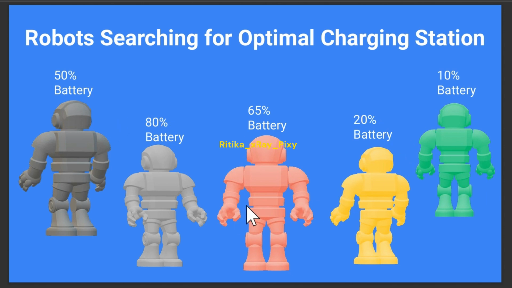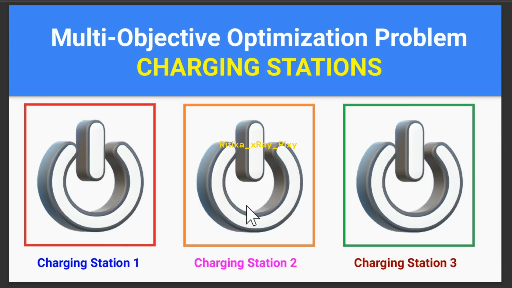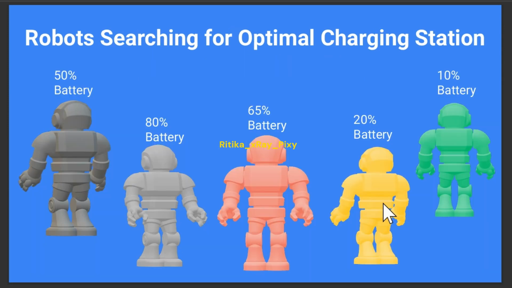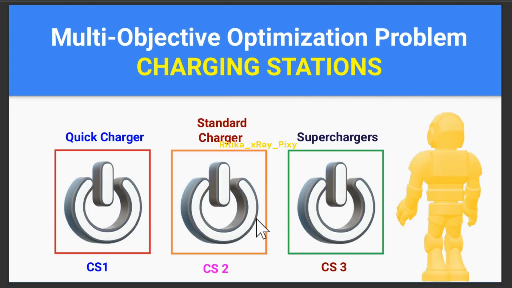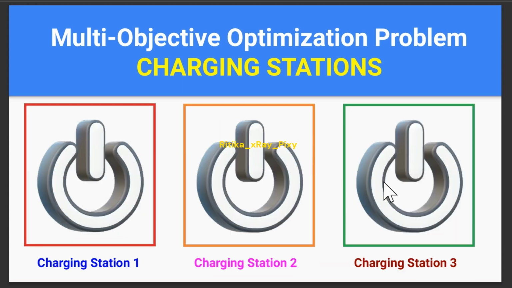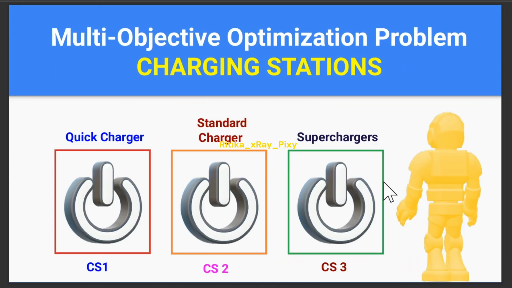So robots might need a quick charge while others might prioritize a longer charge. So we have variable optimizations. Instead of one single optimal charging station, there could be different charging stations that are optimal based on the specific need of each robot. So we have multiple charging stations. Different stations can offer various charging speeds or capacities, like quick charger, standard charger, and supercharger. So the robots have different battery levels, therefore different needs for charging.